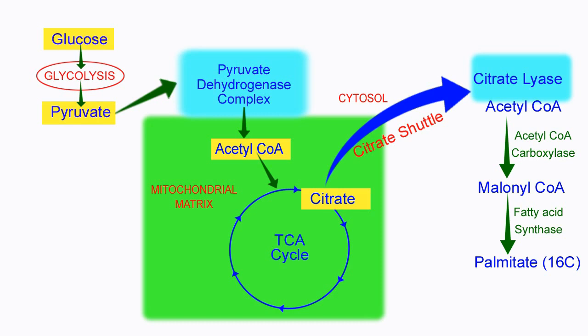This citrate can also be transported out from the mitochondrial matrix into the cell cytosol by certain shuttle molecules called the citrate shuttle. The enzyme citrate lyase helps in this whole process, and after the citrate is transported out into the cytosol, it forms acetyl coenzyme A. This acetyl coenzyme A is acted upon by the enzyme acetyl coenzyme A carboxylase to form malonyl coenzyme A. This malonyl coenzyme A is acted upon by fatty acid synthase enzyme to form palmitate, which is a 16-carbon compound. This palmitate is the most abundant fatty acid in animals.